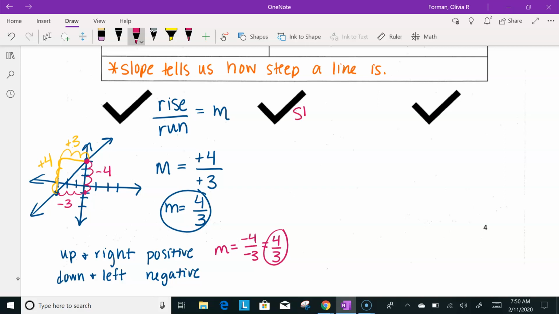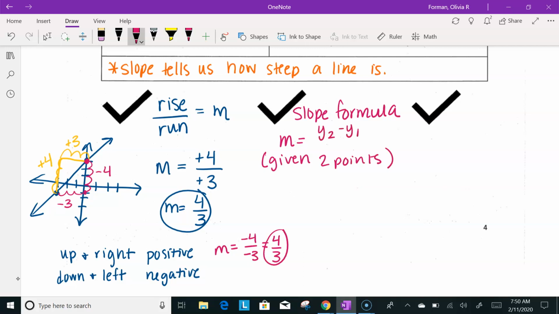Okay, the second one is something called the slope formula. And again, m represents our slope. So we're going to say if you're given 2 points, so 2 ordered pairs, how you can find your slope is you can say y2 minus y1 over x2 minus x1. Okay, so y2 minus y1 divided by x2 minus x1. So x1, y1 is one ordered pair. x2, y2 would be the other ordered pair.